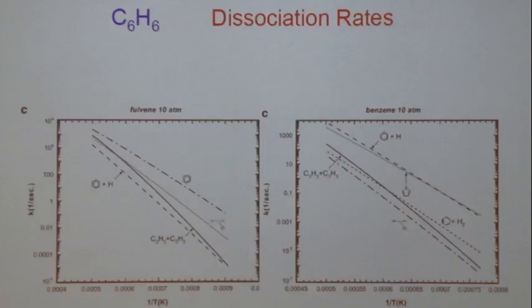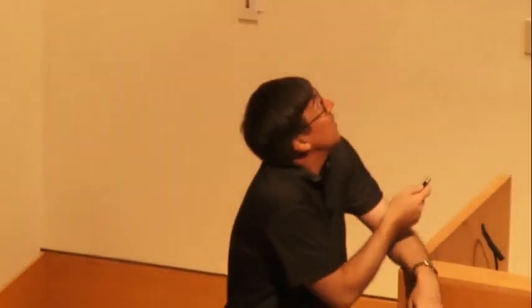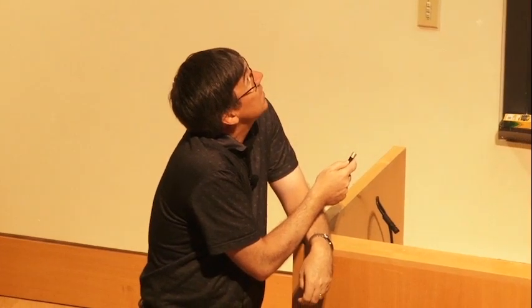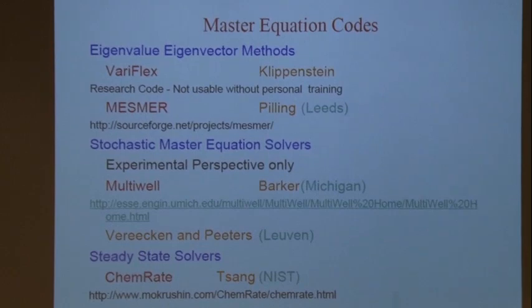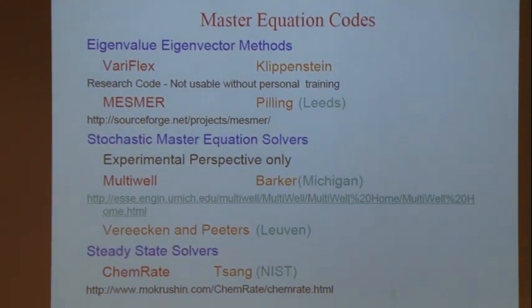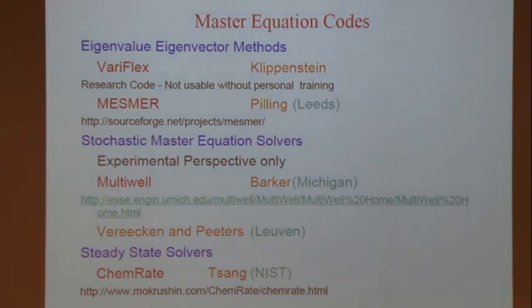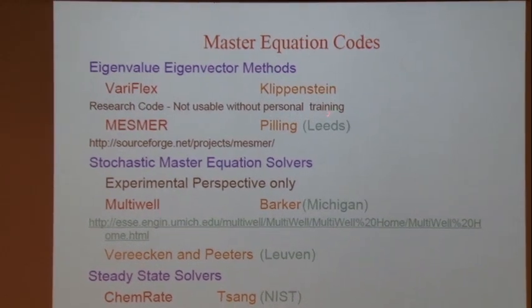Probably too complicated to explain in a situation like this. If you want to get into this, Steve Klippenstein's code is Variflex. It does the variational transition state theory for barrierless reactions, and it also does the master equations to handle the multi-eigenvalue case, the multi-wells. However, this is research code, not usable without personal training.